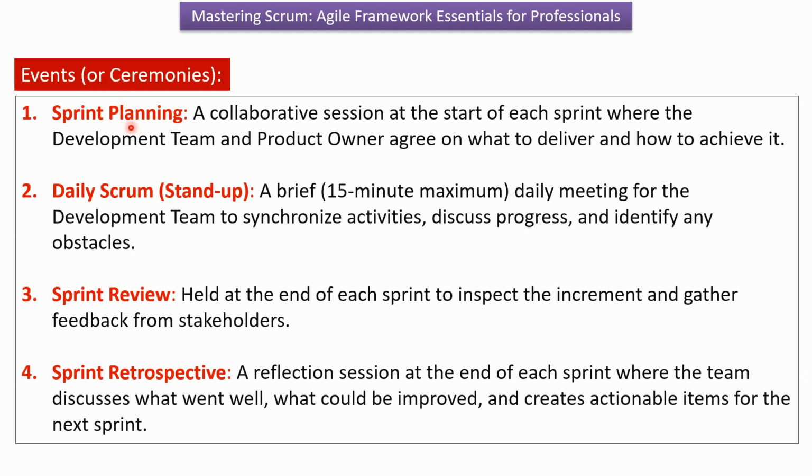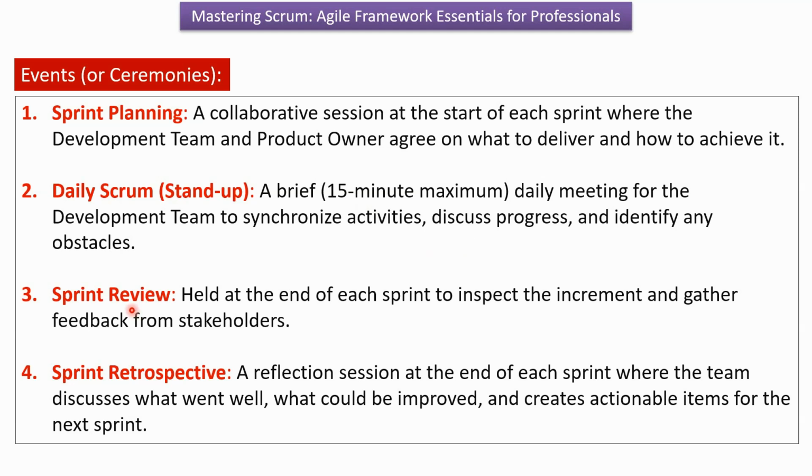Now we will see what are the events or ceremonies involved in Scrum. The first one is sprint planning. Sprint planning is a collaborative session that happens at the start of each sprint, where the development team and product owner agree on what to deliver and how to achieve it. The second one is the daily scrum or stand-up meeting. It is a brief daily meeting that lasts a maximum of 15 minutes. In this meeting, the development team will synchronize activities, discuss progress, and identify any obstacles.